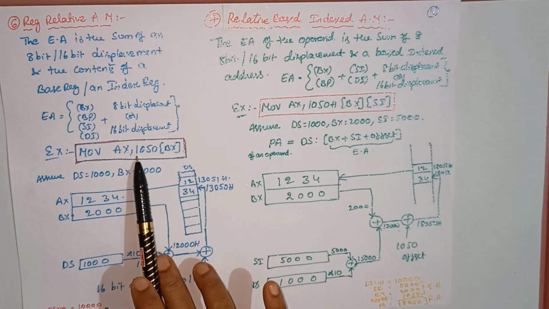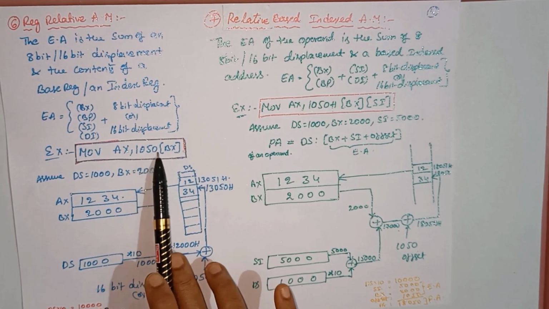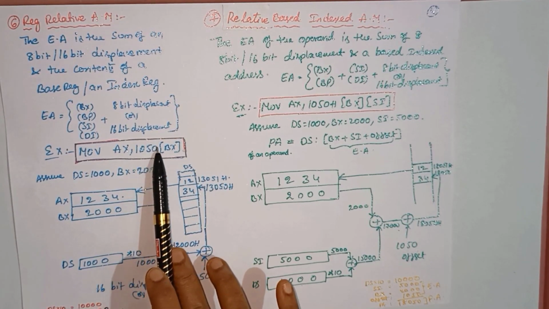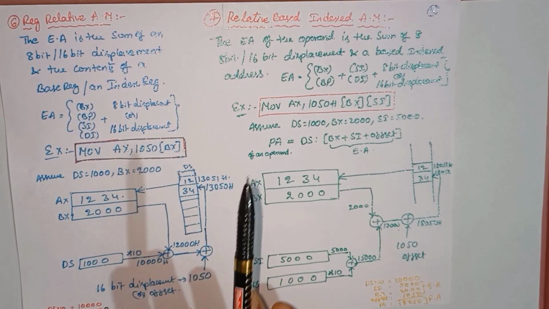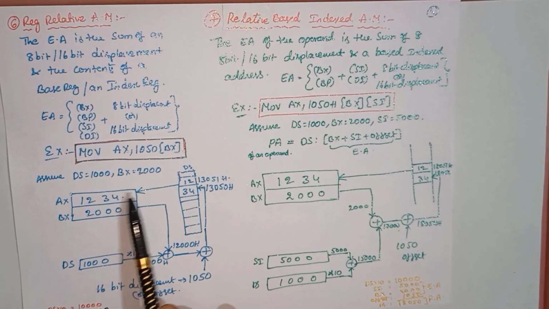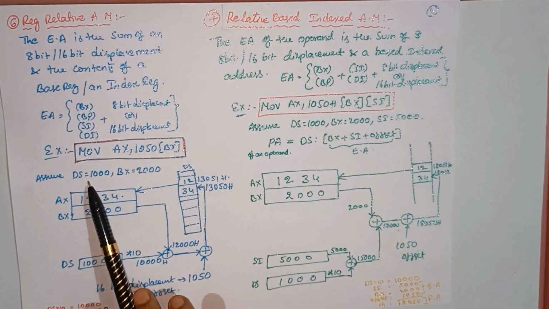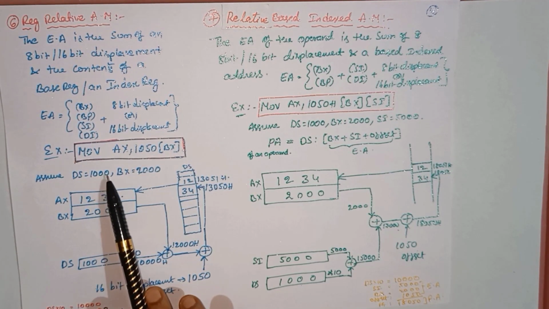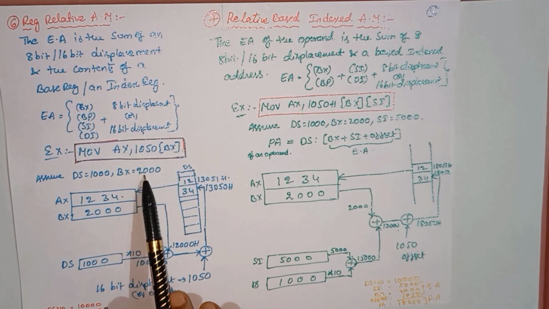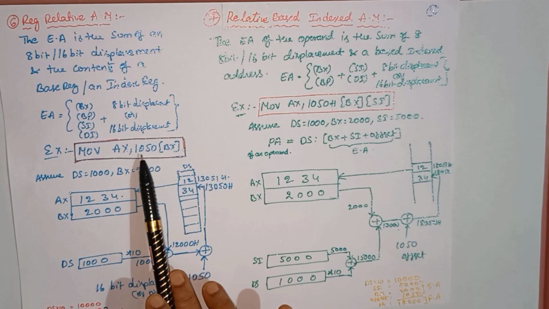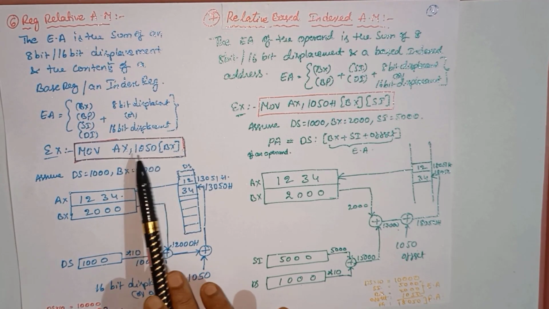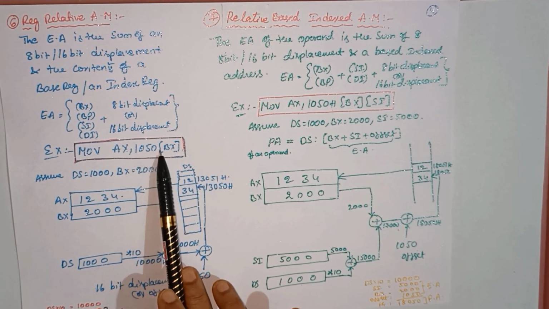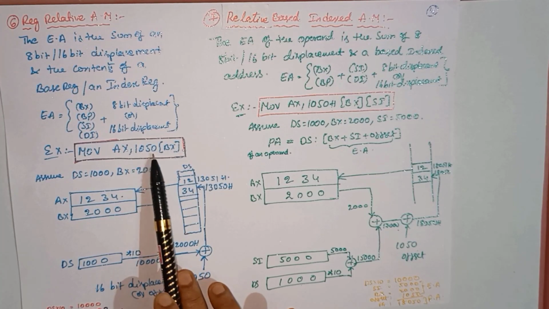So 4 digits, 4 4s are 16 bits. This is mentioned in hexa only. Because it is data, I am using the data segment. Assume the data segment base address is 1000 and the BX content is 2000. Then the relative address, the 16-bit relative address, is 1050. We can call it an offset address also.